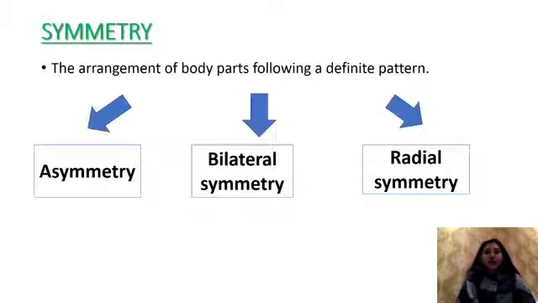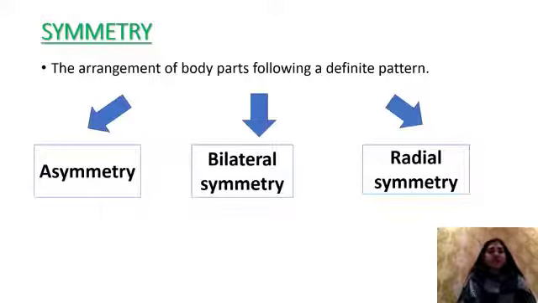The first one is symmetry, and I think we have all learnt about symmetry in mathematics. This is very similar to the one we learned in mathematics, but this symmetry is for biological organisms. So it is the arrangement of the body parts following a definite pattern. That means the way the body is arranged in a proper pattern is known as symmetry. Now symmetry here is of 3 types.